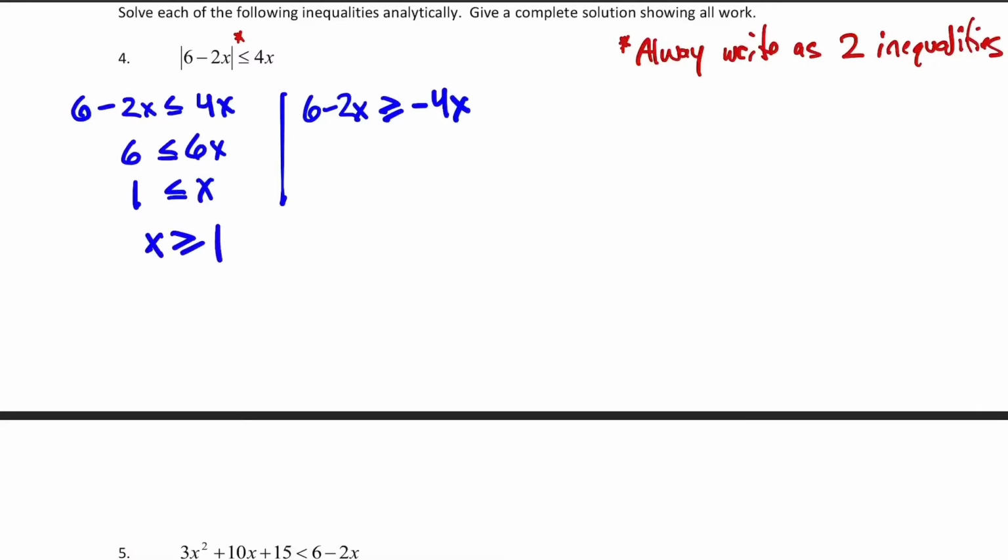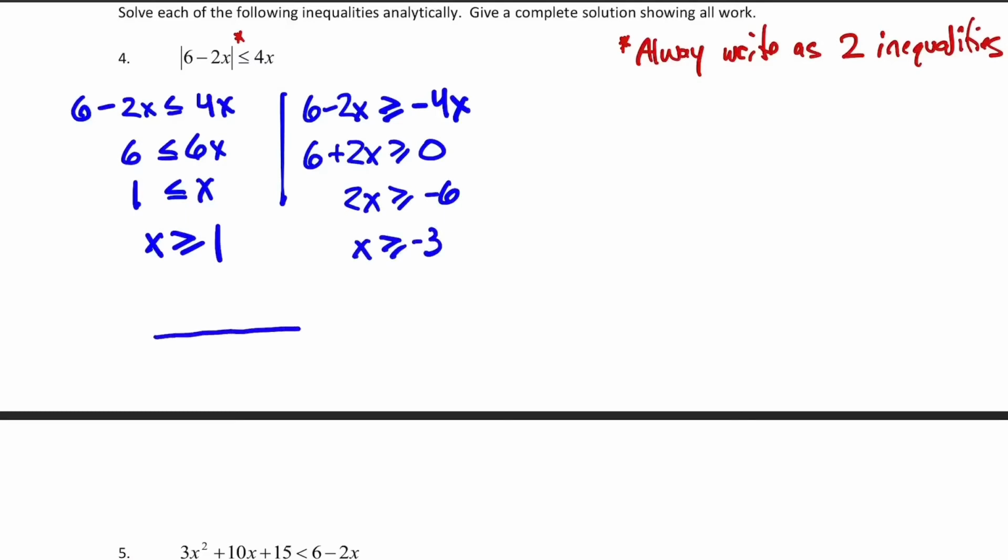Okay, over on the other side, I'm going to add 4x. 6 plus 2x is greater than or equal to 0. This is just going to avoid dividing by a negative. Subtract 6 over, so 2x is greater than or equal to negative 6. Divide by 2, x is greater than or equal to negative 3.